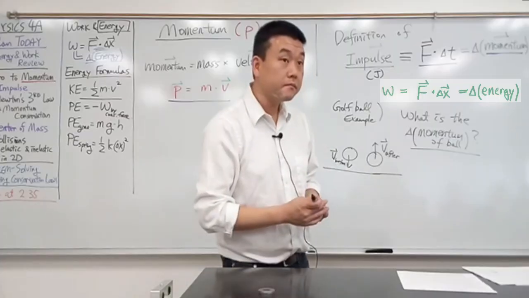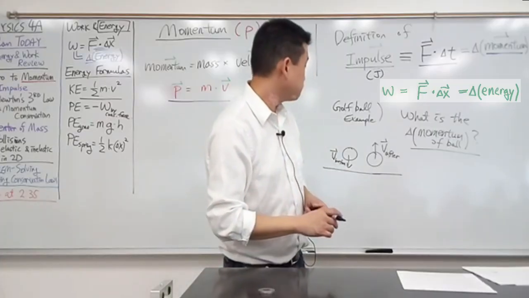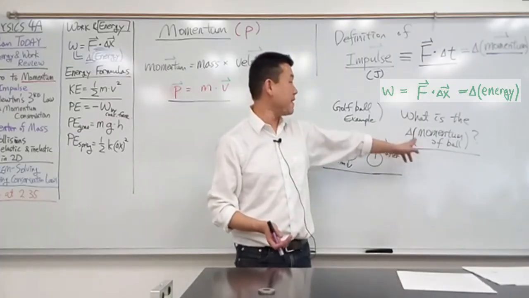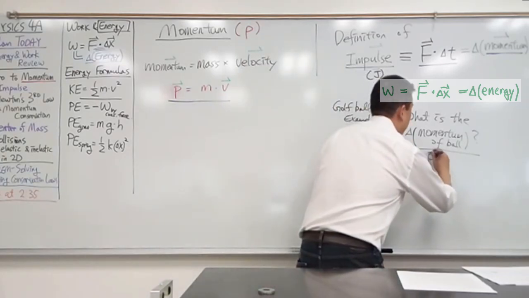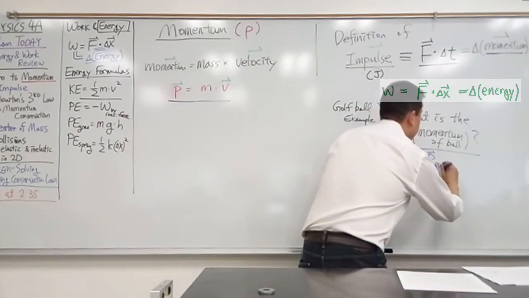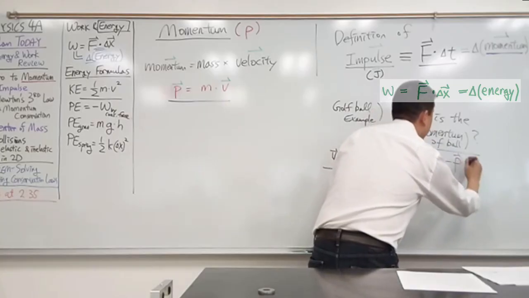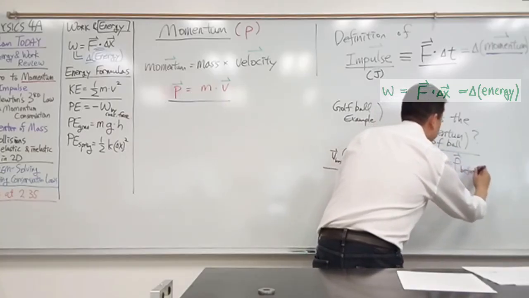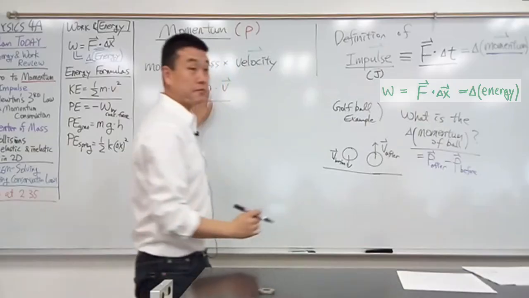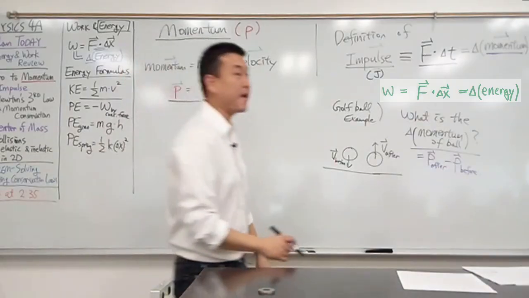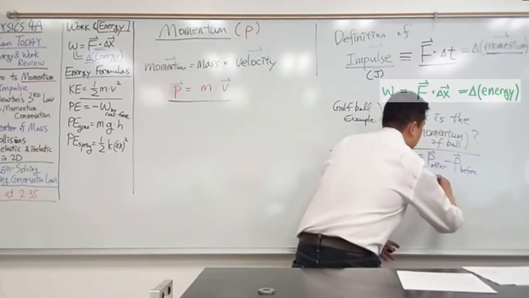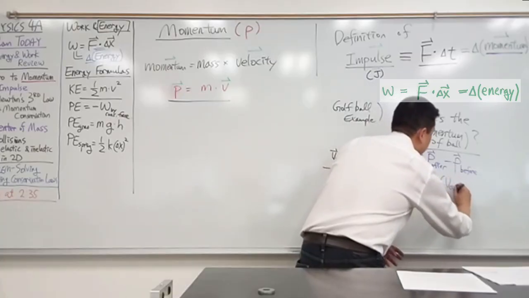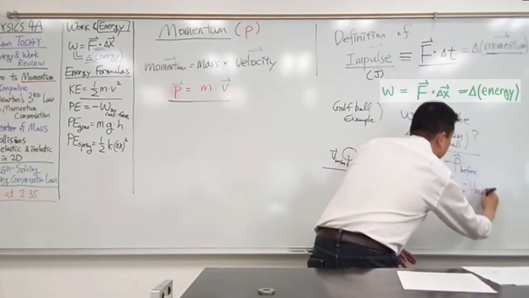Steven? Yeah, that's how you define any kind of difference, right? So you could say this is momentum after minus momentum before. Well, I see this here, so I just plug in whatever numbers I have. So say mass can be factored out. Mass times velocity after minus velocity before.